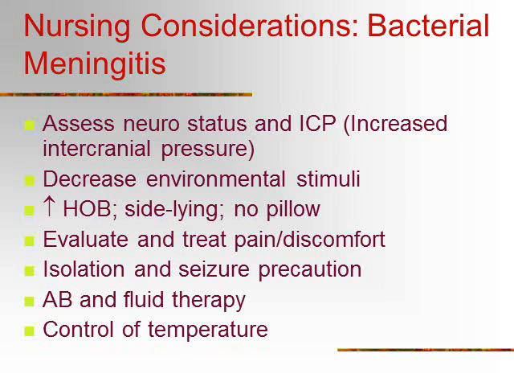Okay, so nursing considerations. We want to assess neurostatus frequently and ICP, so assess for signs of increased ICP. Decrease stimuli. A lot of patients that have this, we will take away their phones, or even limit their time watching TV, and turn off the lights and just give them a quiet place to heal and allow their brain to rest.